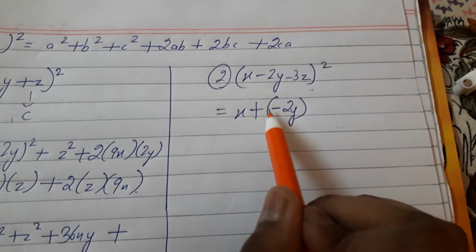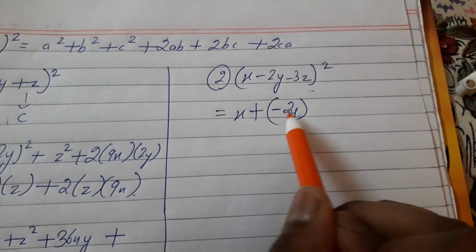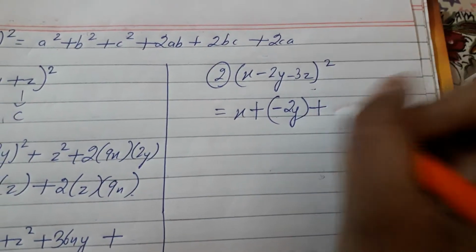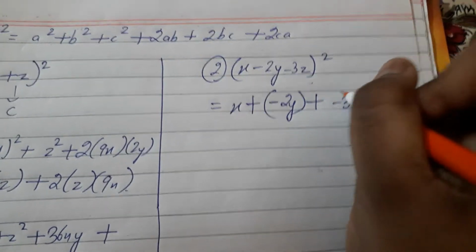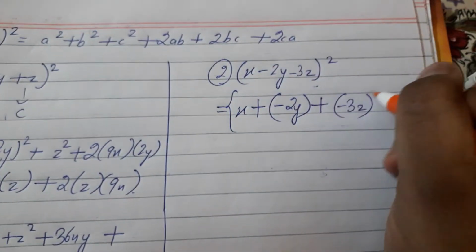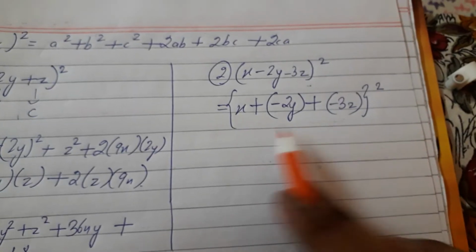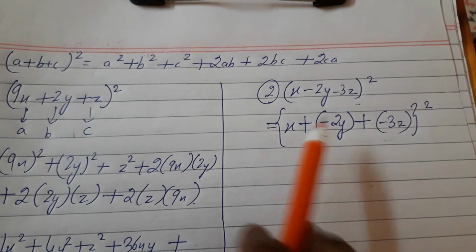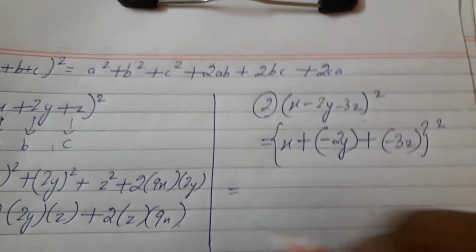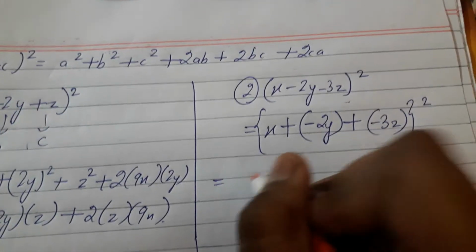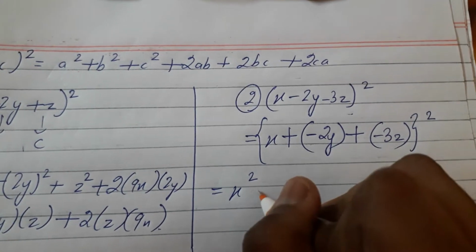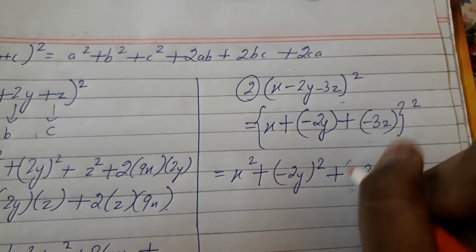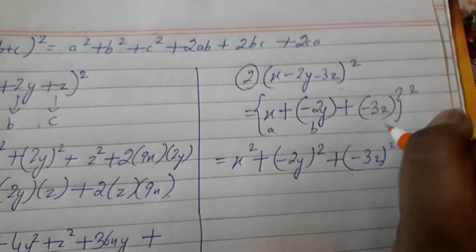You have to put here plus and put minus 2y in bracket. Similarly in the case of minus 3z also, you have to write here plus and here you write minus 3z in bracket. See, this is how to solve this. Now compare it, the plus came. Now split into this identity. This will be your x square plus (minus 2y) square plus (minus 3z) square. See, this is your a, this is your b, this is your c.